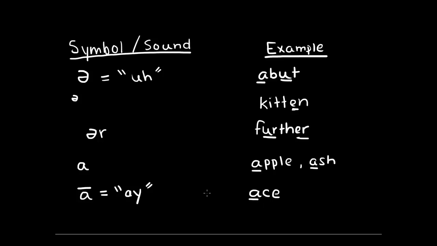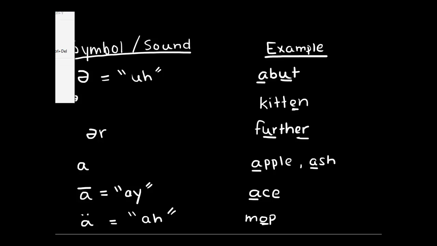And then the final one I want to put down here is A with two dots. The two dots really only happen with the A, none of the other vowels. It's kind of like an "ah" sound, as in mop. It would be A-H. For simplicity's sake, it would be ah. So A with two dots is ah, as in mop. Let me go ahead and clear this. We can keep on going.